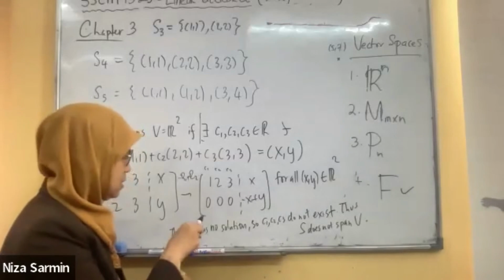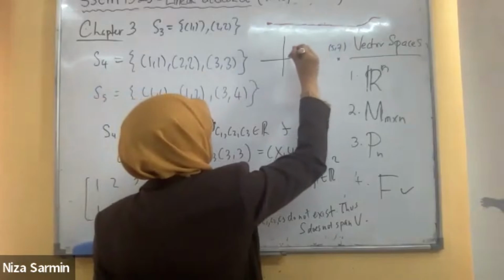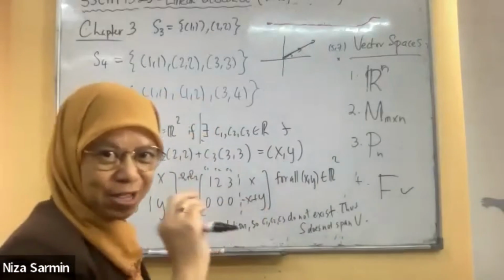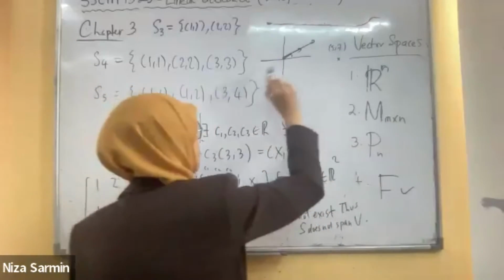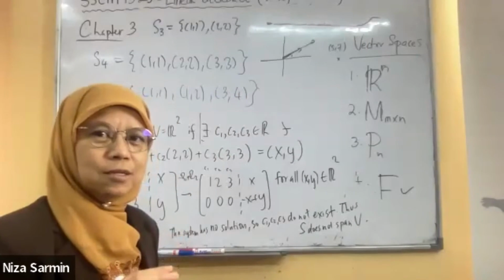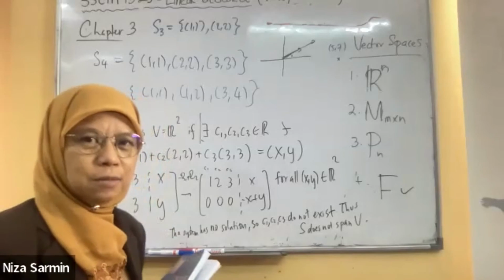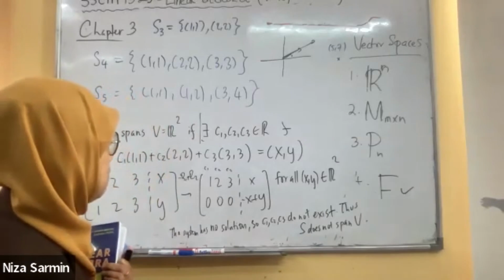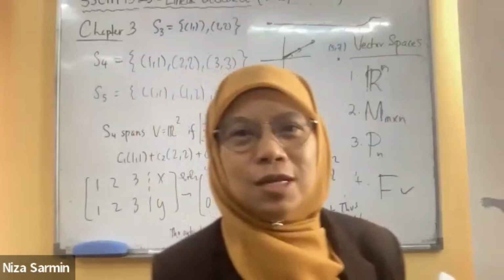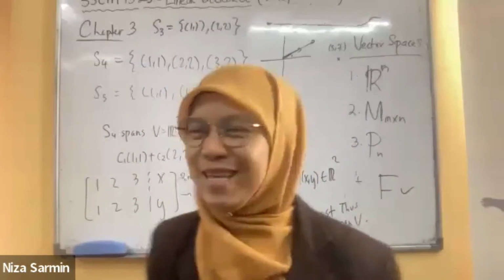Why do you need this? If you just draw this, you will see 1, 1 is here, 2, 2 is here, 3, 3 is here. They're all on the same line. So when you take the C, you will get all this, just one line that is behind. It's hard to explain geometrically, but it's just the story behind.